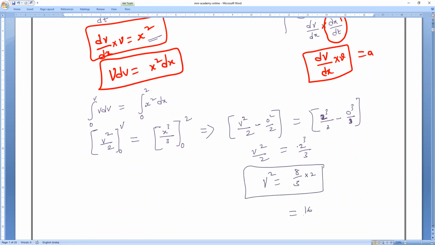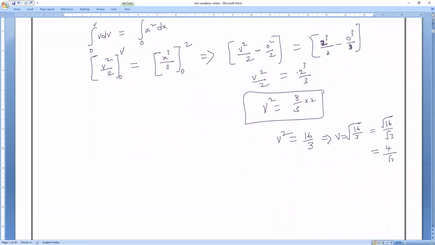So v square is equal to 16 by 3. Yes or no? Yes, sir. Then v is equal to the root of 16 by 3, which is equal to root 16 by root 3, which is equal to 4 by root 3.